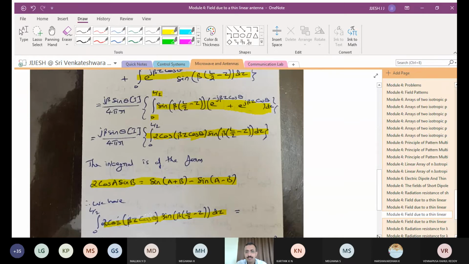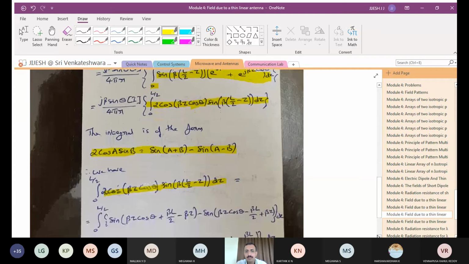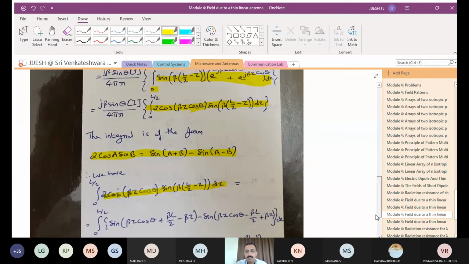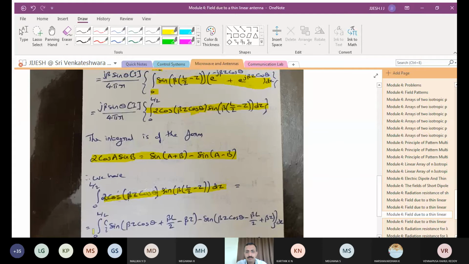You substitute in this form, and the equation gets converted like this. Your 2 cos A sin B gets converted as sin A plus B. So it will be the integral of 0 to L by 2 of sin of beta z cos theta plus beta L by 2 minus beta z, minus sin A minus B, that is sin of beta z cos theta minus beta L by 2 plus beta z. That is what you get.